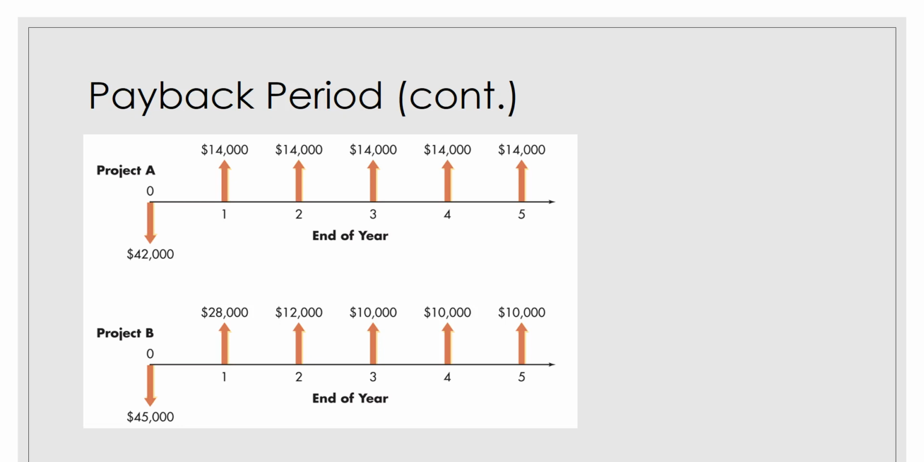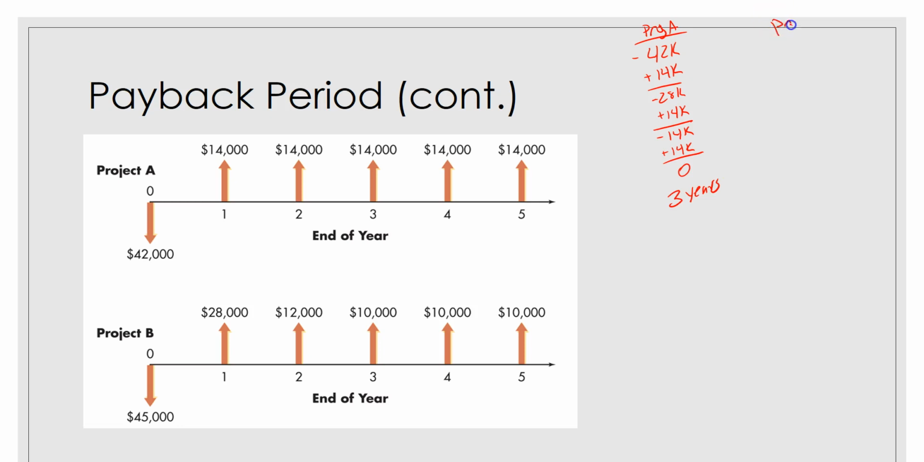So for Project A, we spent $42,000. So our cash outflow was $42,000. In year 1, we recoup $14,000 of that. So that leaves us with $28,000 left to recoup. In year 2, we recoup another $14,000, which leaves us $14,000 to recoup. And in year 3, we recoup $14,000, so that leaves us 0. So our payback period is 3 years.